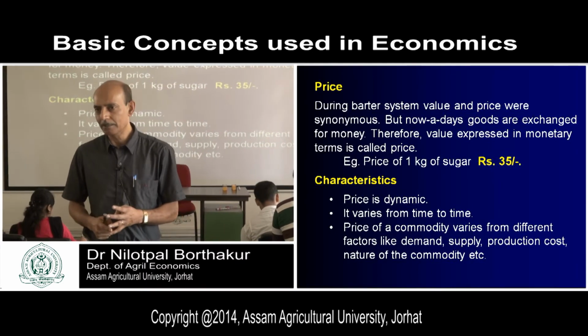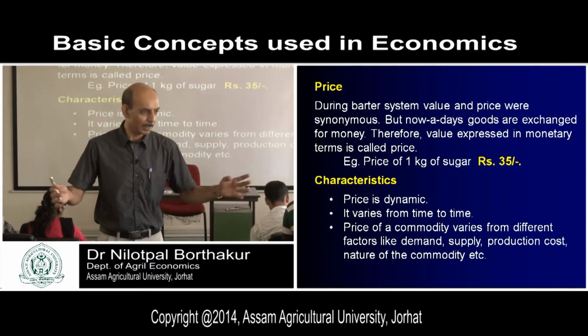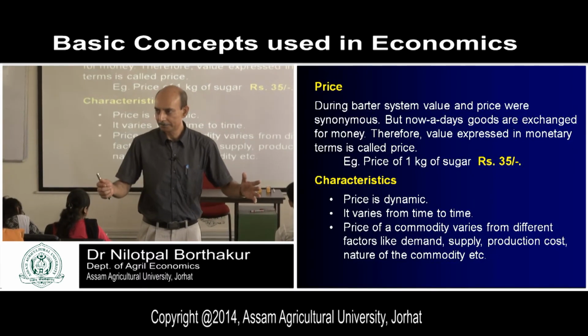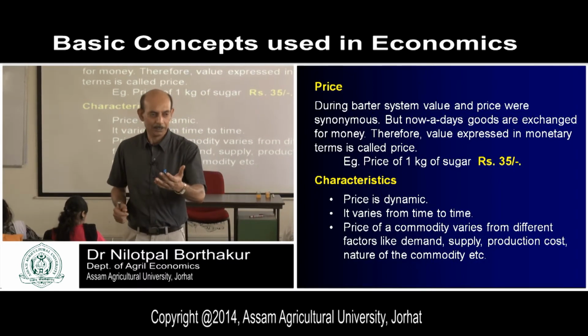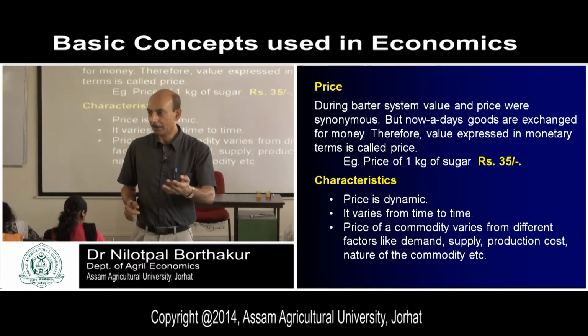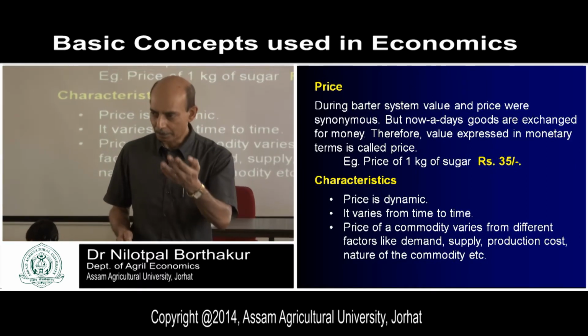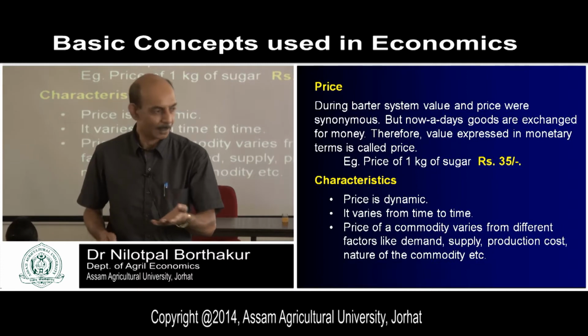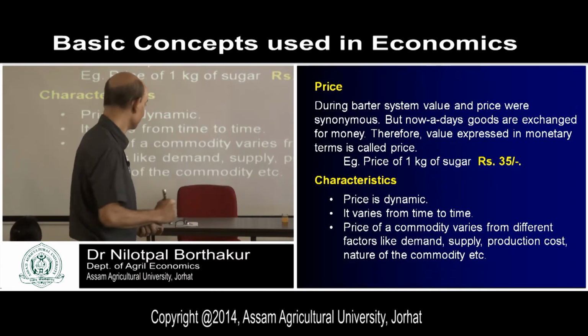Even production matters. Immediately after production, commodities are available in large quantities, so at that time price is low. But during off season, supply or availability of a commodity, an agricultural commodity, is low. So at that time what will happen? Price will rise.